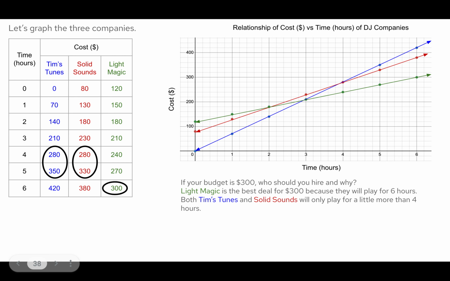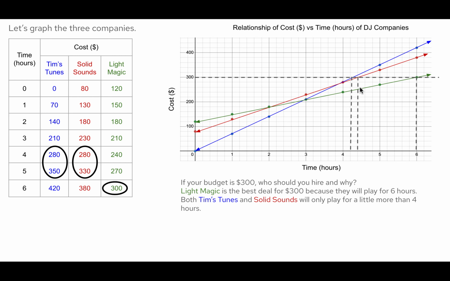If I'm looking at my graph, I can draw some dotted lines from $300, and I see that right here where it crosses on the blue, which is Tim's Tunes, it's a little more than 4. And when I look at the next one where it crosses the red, that's Solid Sounds, that's even more. So I would get a little more time than Tim's Tunes, but obviously the best one here you can see is going to be Light Magic because it goes all the way to 6. So you get more than an hour and a half by using Light Magic.